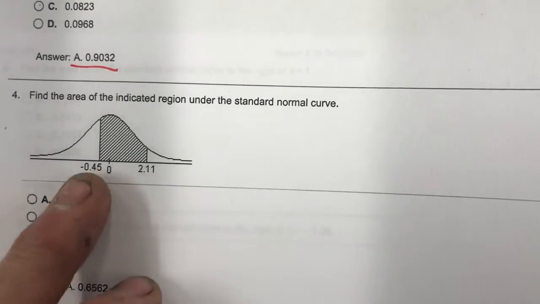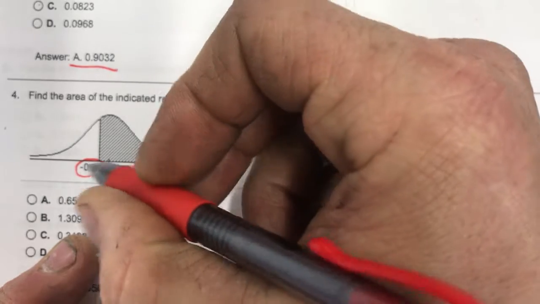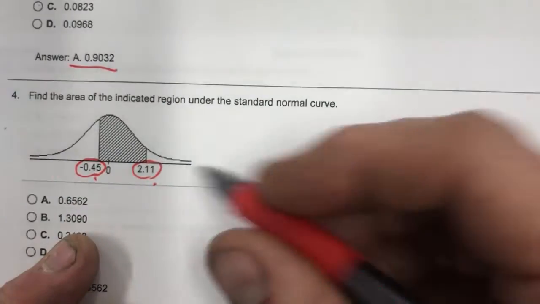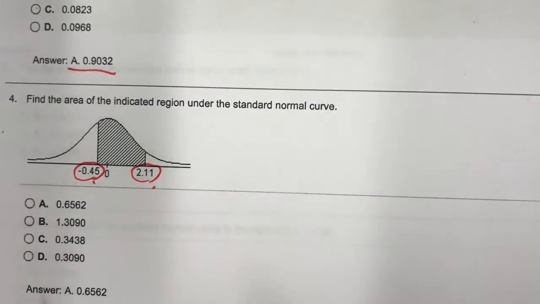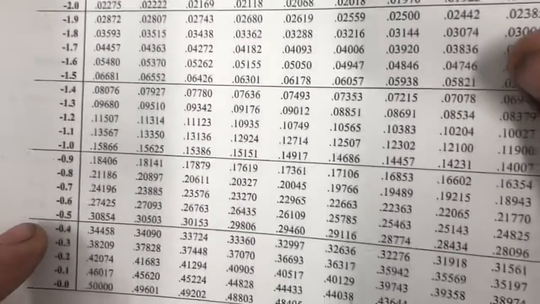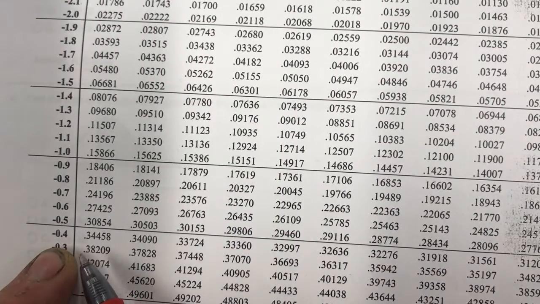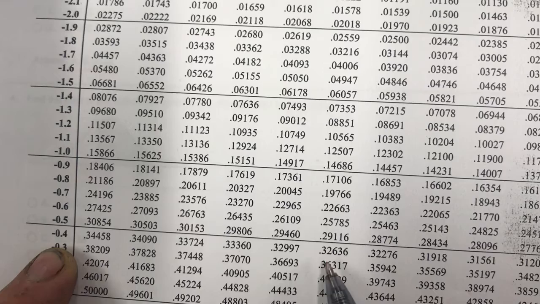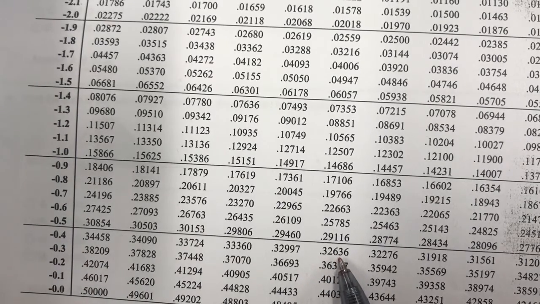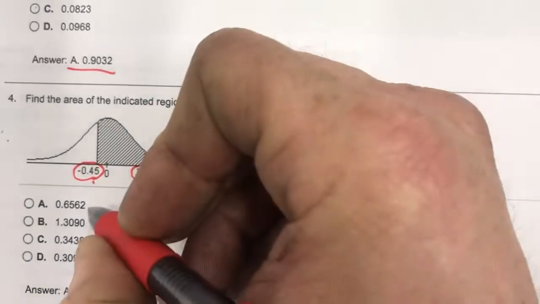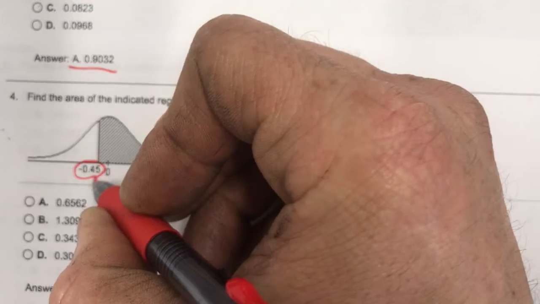Find the area between these two z-scores. So we've got this z-score, we've got this one. Now what I do is I look both of those up and I subtract them since I'm looking between those. So looking up this negative 0.45 first. Our negative 0.4 is right here, and then 0, 1, 2, 3, 4, 5 is right there. 0.3264. Okay, that's what this one is.